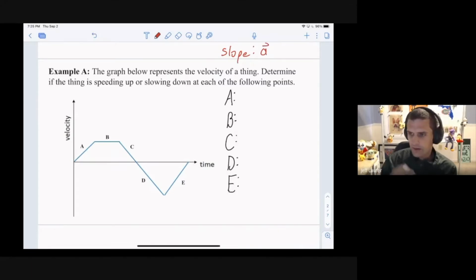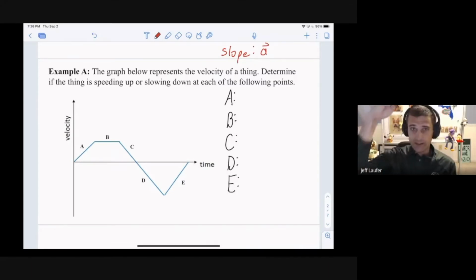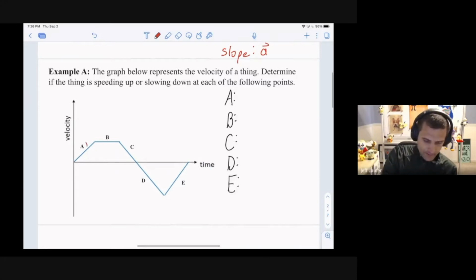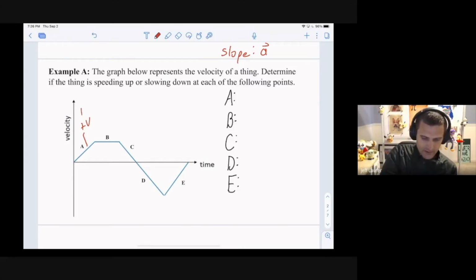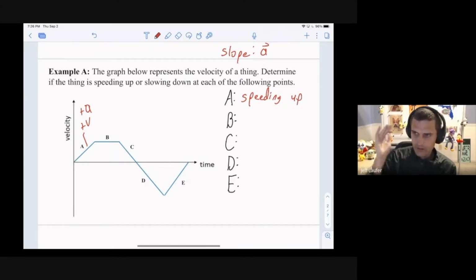is acceleration. So for segment A, it's above the x-axis, so it's positive velocity. And then also, it's sloping upwards, so it's positive acceleration. So from that, I know at part A, the object is speeding up. Okay. B, it's not stopped at B, it's a horizontal line. That means it's moving, but it's not accelerating, so it has constant velocity or constant speed.